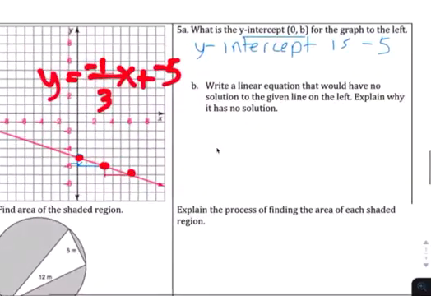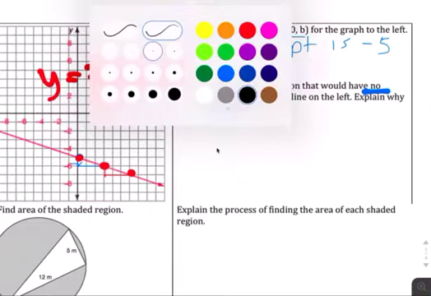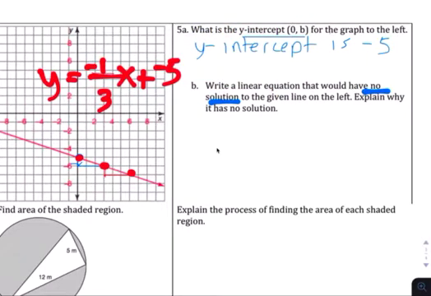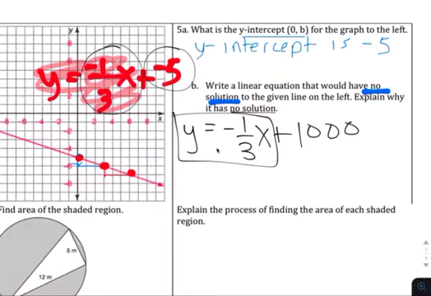But then we want to write an equation that has no solution to the line. No solution means the y-intercept is different and the slope is the same. So we're going to look at the slope, and we're going to copy that. Y equals -1 over 3x plus, and the y-intercept, you can't use -5, anything but, let's say, 1,000. You don't have to graph it, so you can make whatever. But make sure your slope is the same for no solution.